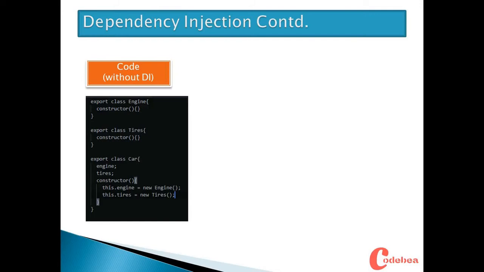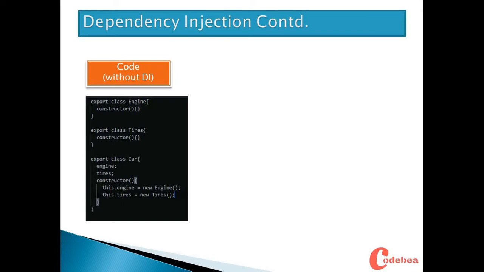Now one way is that inside the car constructor, I can create the engine and tires objects. So this is without dependency injection. Simply, the car can create the objects for engine and tires, and the car can reuse the methods defined in engine and tires. But what if I have a DI principle?